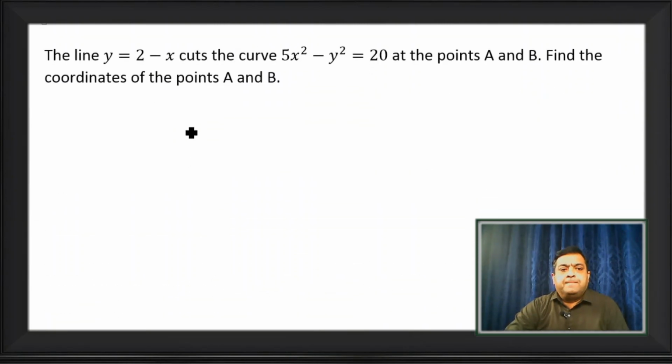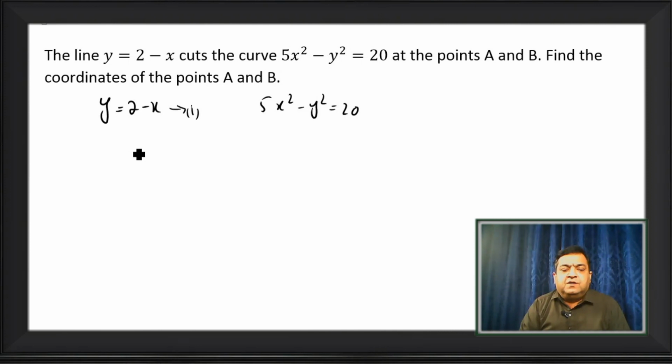Look at this. The line y is equal to 2 minus x cuts the curve 5x square minus y square is equal to 20 at points A and B. We have to find the coordinates of A and B. Same question. We are given a linear equation y is equal to 2 minus x, and we are given a quadratic equation 5x square minus y square is equal to 20.